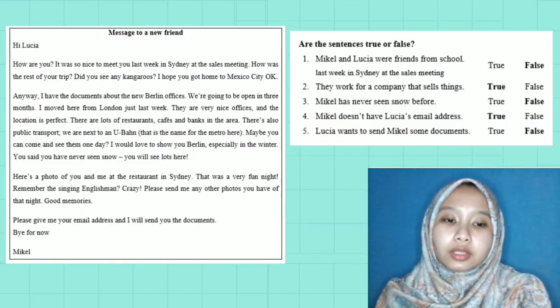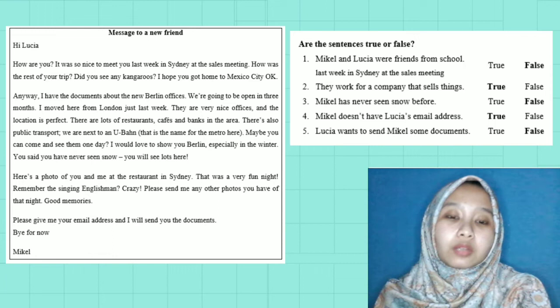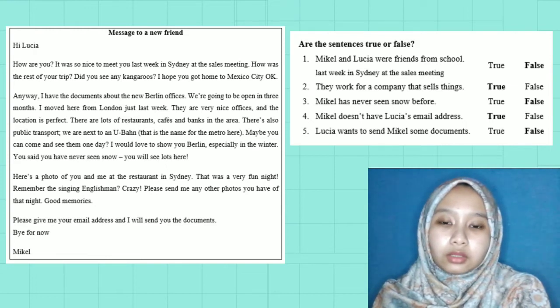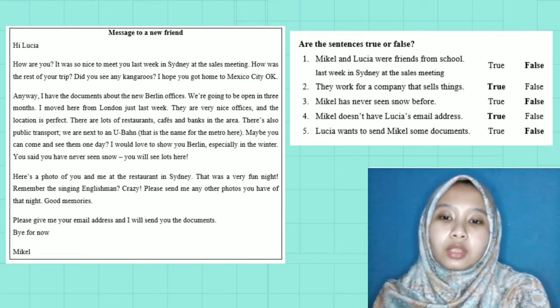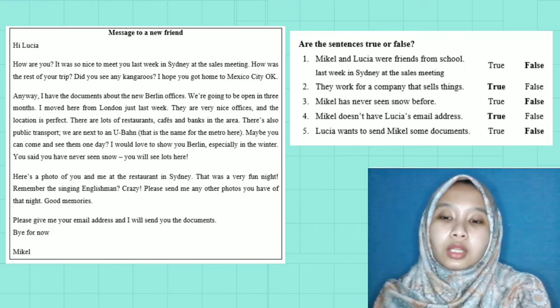Let's look at an example. Here is a letter from Michael to Lucia. When Michael wants to send a document and wants to take Lucia for a walk in Berlin, so I made 5 statements about the letter. Let's see. The first statement is, Michael and Lucia were friends from school. The answer is false because last week in Sydney they met at the sales meeting.